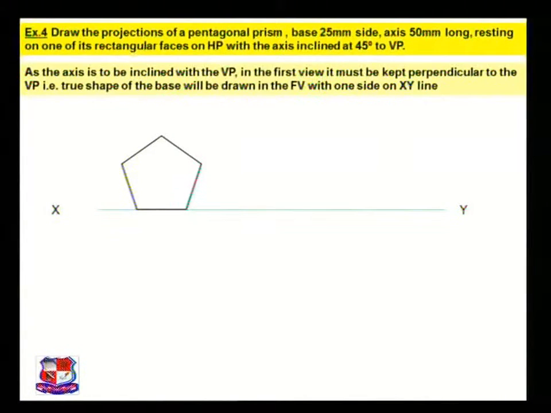Here, as the axis is to be inclined with the VP in the first view, it must be kept perpendicular to VP. That is, the true shape of this will be drawn in the front view with one side on the XY line. So first draw a pentagon above the XY line in such a way that its base meets the XY line. Name the endpoints A dash, B dash, C dash, D dash, E dash, and 1 dash, 2 dash, 3 dash, 4 dash, and 5 dash to the other pentagonal face. As it's a prism, 2 pentagonal faces would be there.